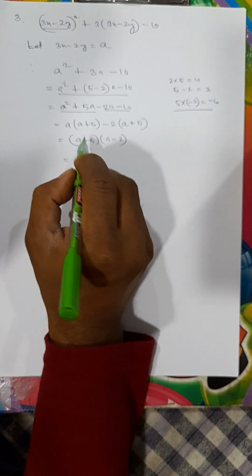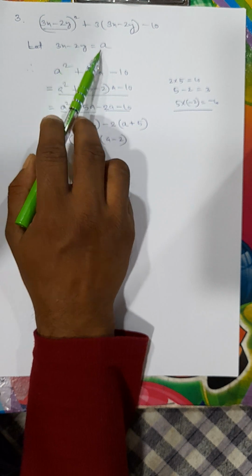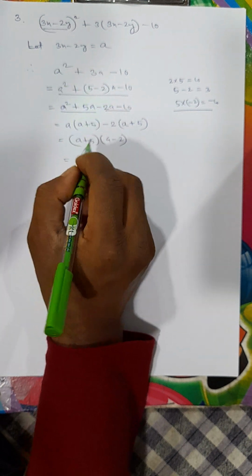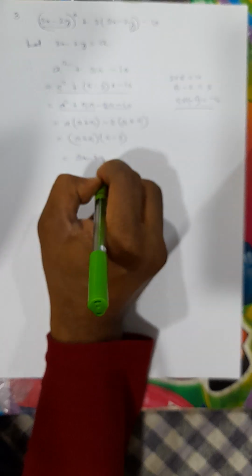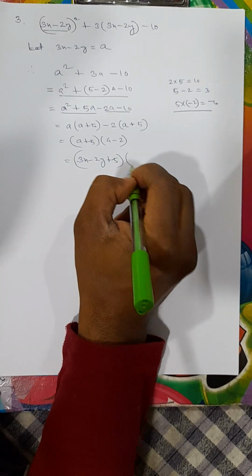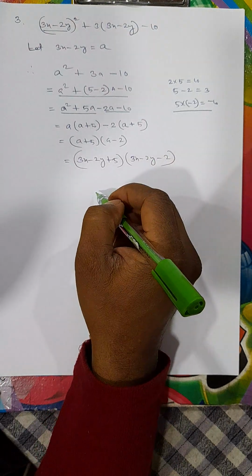Now what is a? Originally we assumed that a means 3x minus 2y. So we will replace a by 3x minus 2y. (3x minus 2y plus 5)(3x minus 2y minus 2), right?